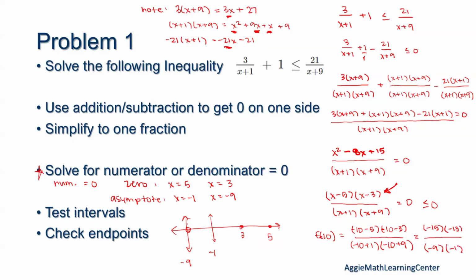Okay. So at this point, what I realize is that in my numerator, I have a negative times a negative. Two negatives make a positive. And so negative 15 times negative 13 is going to become positive. So I'll just write a plus sign. In my denominator, I have a negative times a negative again. So that is also going to be positive. So I'm going to have positive values for my function below negative 9. Okay. And if we look back up kind of at the top, we're looking for values that are less than or equal to 0. So anything less than negative 9 is not going to be included in the interval. Okay.